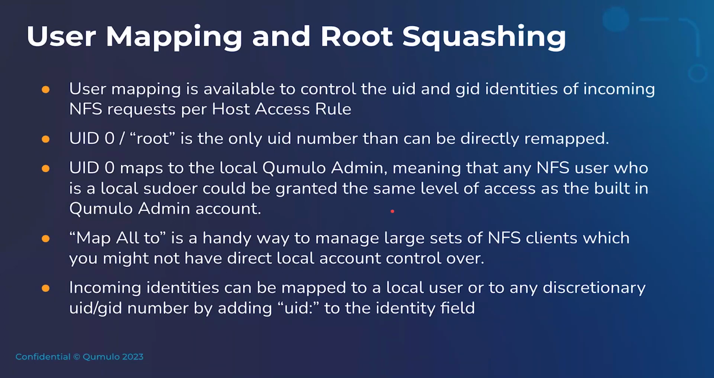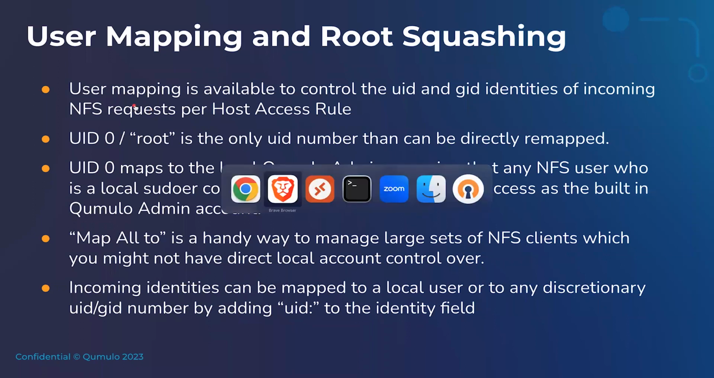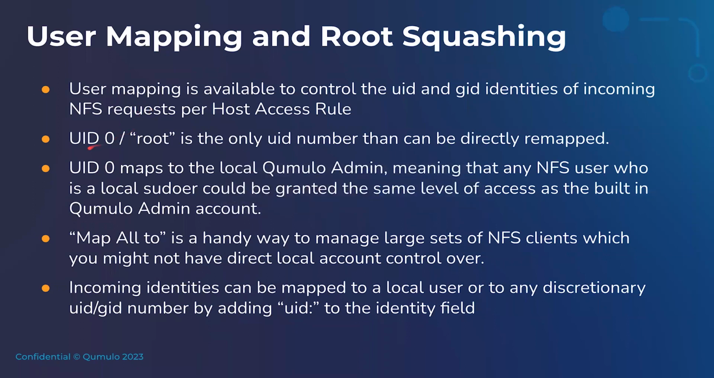Another functionality of the host restrictions is that you can do either user mapping or root squashing. Now, user mapping lets you control the incoming UID and GID identities. These are the POSIX identities that are provided over NFS of any NFS request coming in. And the reason we want to do this, specifically, a couple of scenarios here. So I'm going to talk about controlling the behavior of root first.